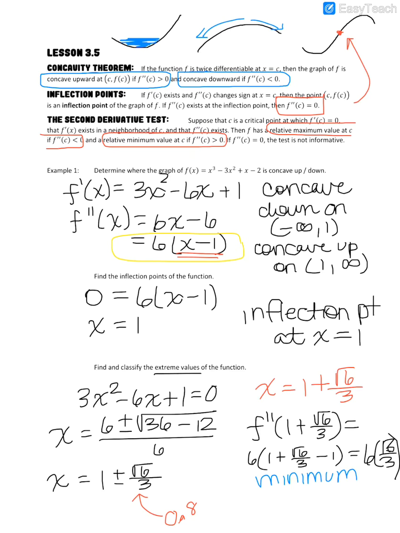My other one was x equals 1 minus radical 6 over 3. I'm going to plug that into my second derivative. To save a little space, I'm going to go back up here. It's the same thing, except it's a minus, so basically I get a negative in here. That makes my second derivative negative. That means at this point the graph is concave down. If I'm concave down, I have a maximum at that point.